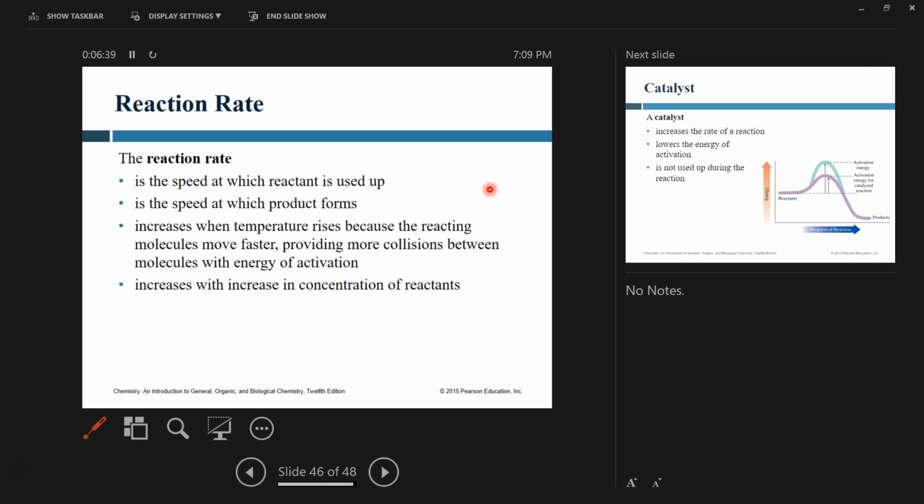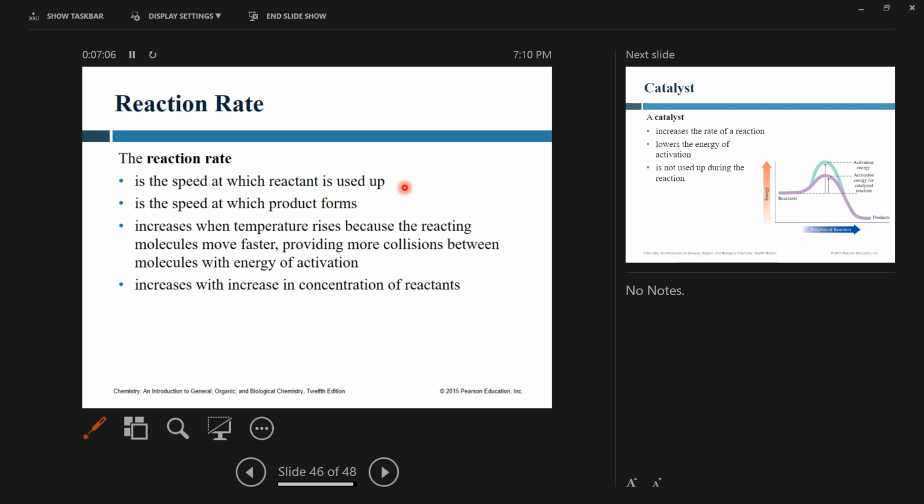Now, that activation energy will determine, as you can imagine, the rate of the reaction. The rate at which either the reactant is used up or the product forms. Does that make sense? So you can actually measure it. For instance, you can measure how much product is produced over a certain period of time.